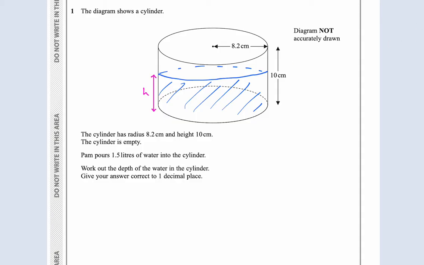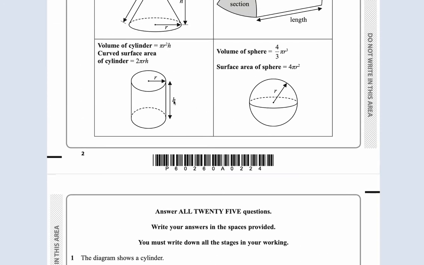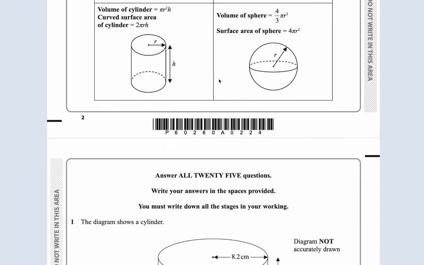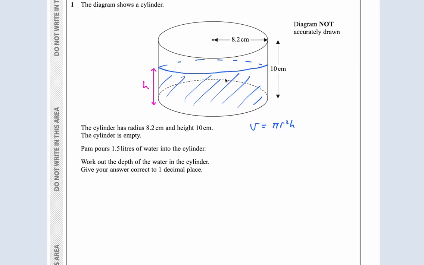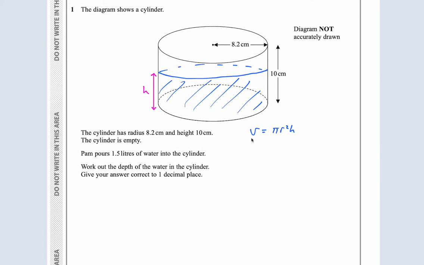So I believe, guys, in this question, I don't actually need this 10 at all. Often I say you should use all the information that you're given, but I don't think I actually need to use this 10 centimeters because I'm going to say the volume of a cylinder is pi r squared h. That, guys, is right here. Volume is pi r squared h. The volume, we know it's 1.5 liters.